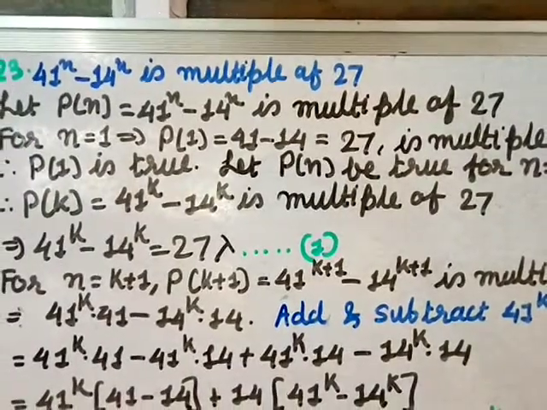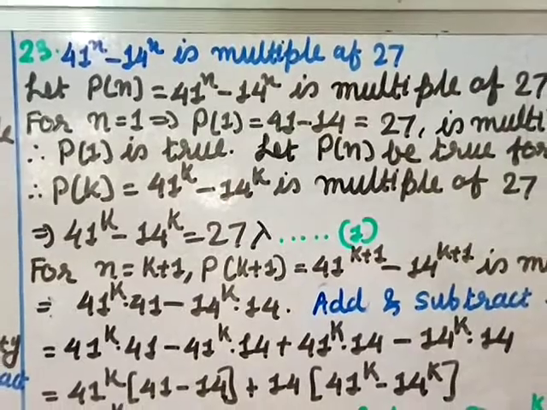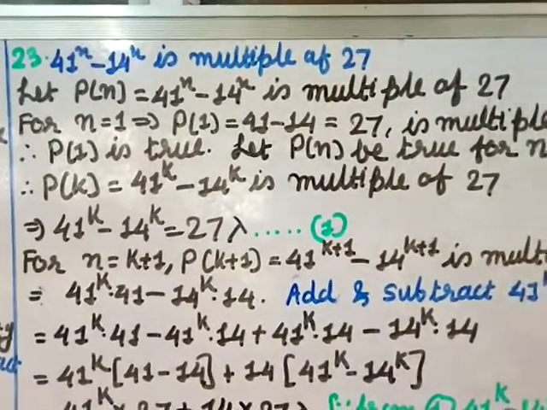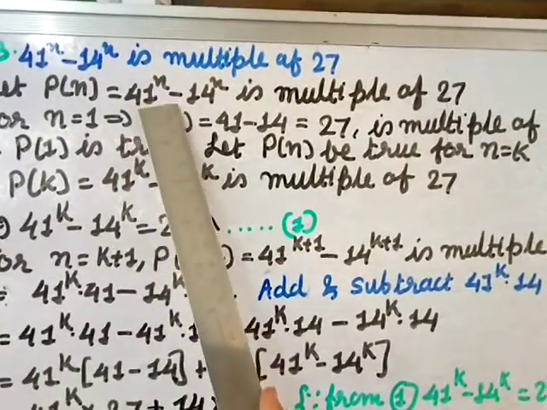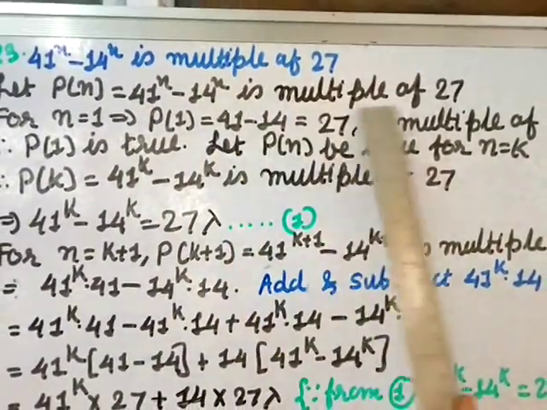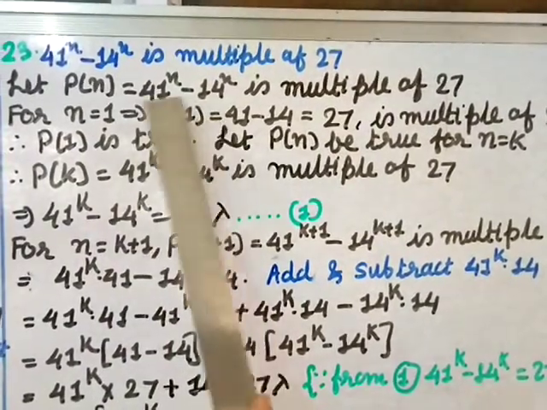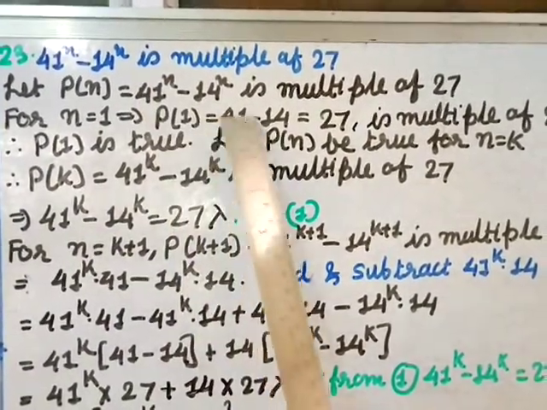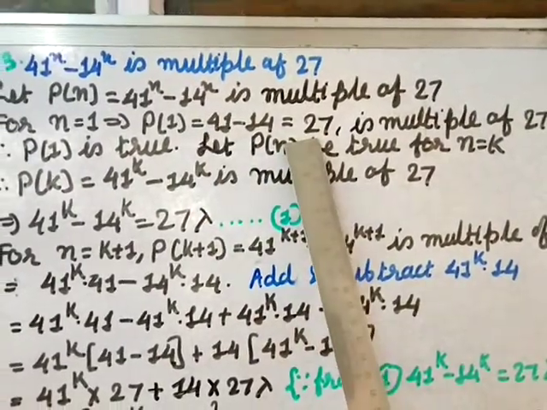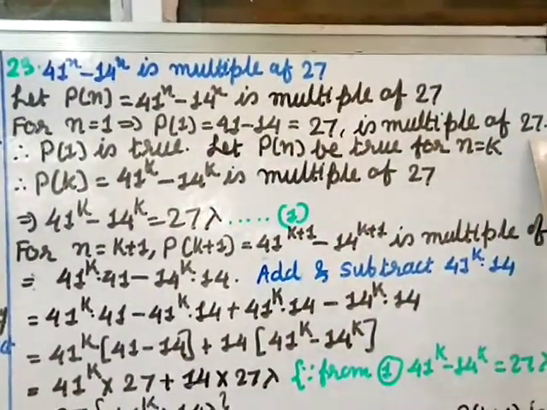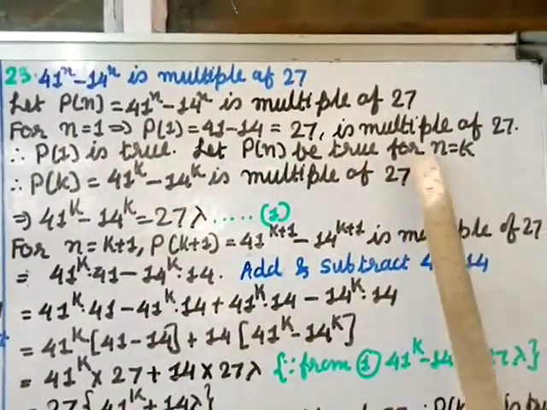Question number 23. 41 power n minus 14 power n is multiple of 27. Call it Pn. Let Pn equal to 41 power n minus 14 power n is multiple of 27. Check for n equal to 1. So P1 equal to 41 power 1, that is 41, minus 14 power 1, that is 14. And this difference is 27. That means this is a multiple of 27. Therefore P1 is true.